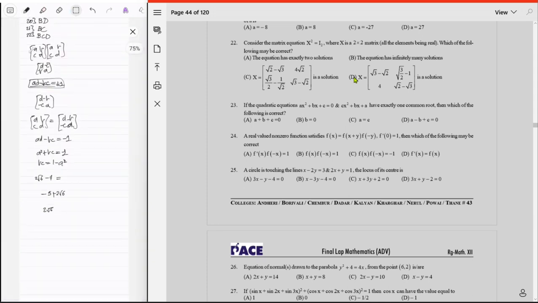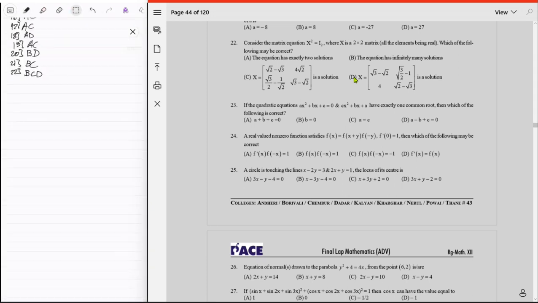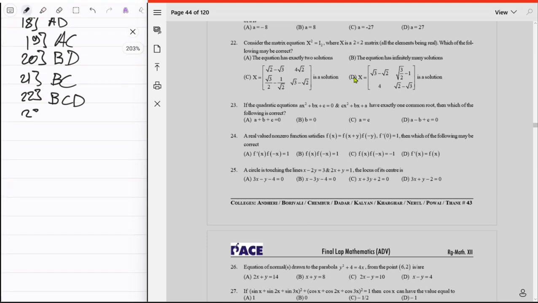23. Nice to know that this has infinite solutions. 23. If the quadratic equations have exactly one common root, which of the following is correct? So these two equations have exactly one common root; the following is correct. I don't like this particularly. Oh wait, here it said that okay, it shifted these two, right?